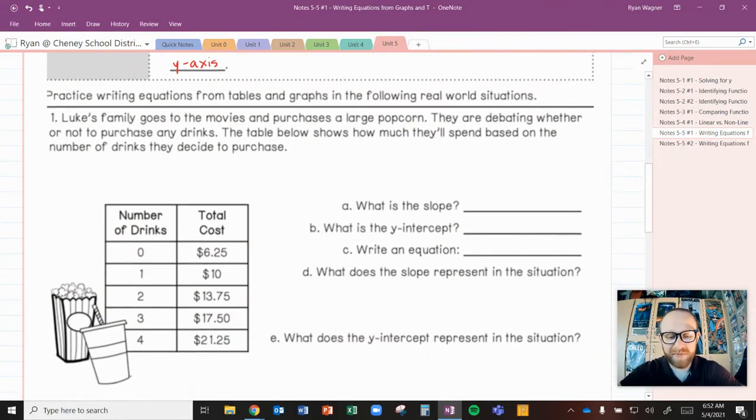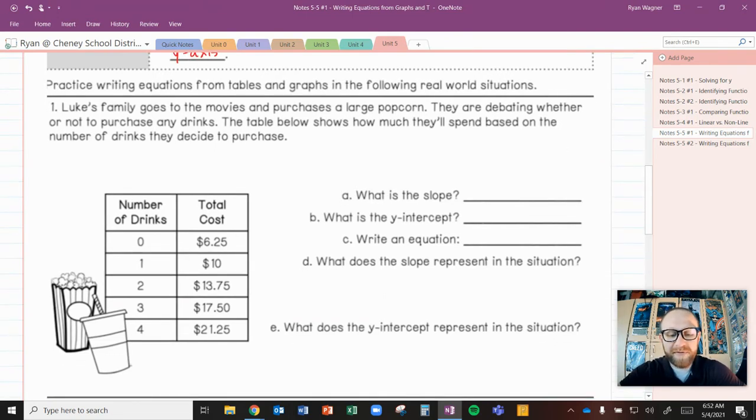So practice writing equations from tables and graphs in the following real-world situations. Number 1, Luke's family goes to the movies and purchases a large popcorn. They are debating whether or not to purchase any drinks. The table below shows how much they'll spend on the number of drinks they decide to purchase. So we have number of drinks, we have total cost. Now remember, y is the dependent variable, x is the independent variable. So y depends on x. So in this situation, the total cost depends on the number of drinks. So total cost is y, number of drinks is x.